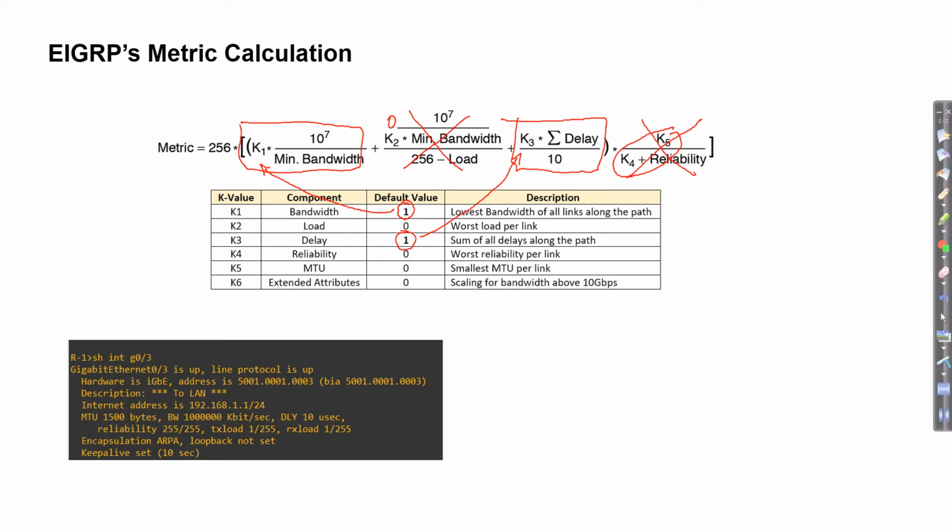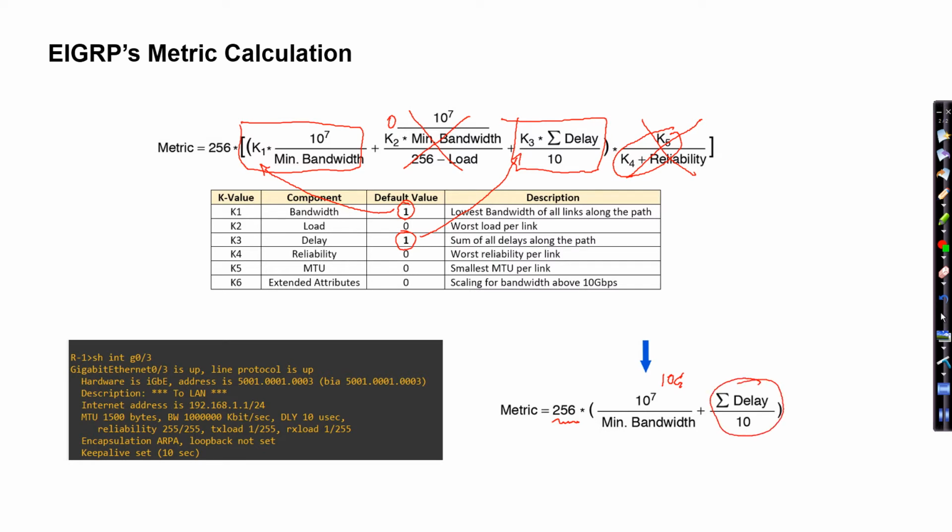So now the formula actually looks like this. The final metric calculation is 256 times 10 to the 7, or 10 gig, divided by the minimum bandwidth, plus the sum of all delays. To be able to use load or reliability, you have to turn these K-values on.